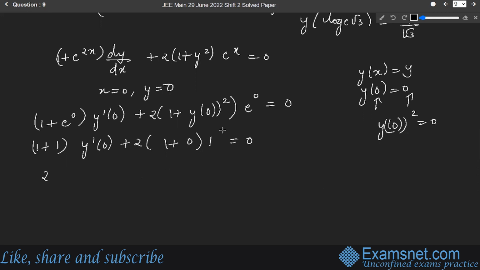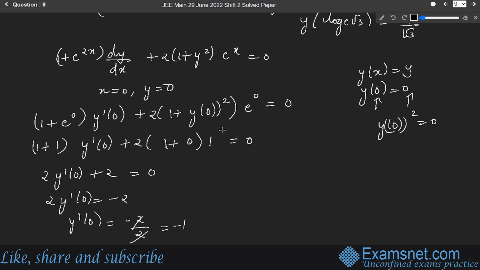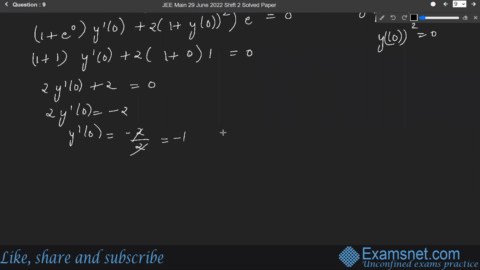Now 1 plus 1 is 2. 2 into y dash 0 plus 2 into 1 plus 0. Again 1 into 1. 2 into 1 into 1 is 2 only, right? So this is equal to 0. Now 2 into y dash 0 will be equal to minus 2, right? So y dash 0 will be equal to minus 2 upon 2. This 2 and 2 will be cancelled. So we have minus 1. Okay, so what is the value of y dash 0? It is minus 1. So we have the value of y dash 0.